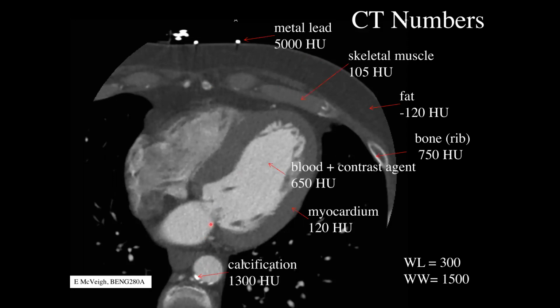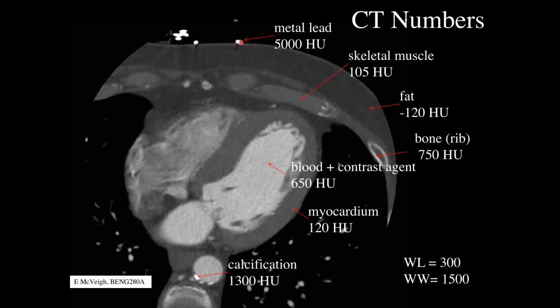So if we look at what the Hounsfield units are for these various tissues, skeletal muscle is about 100, fat is -120, somewhere in that range, so it's negative. It attenuates less than muscle or water. Bone attenuates far more X-rays than does water, and so it's 750. Blood with the contrast agent is similar to that bone, which is 650. Myocardium is like skeletal muscle, basically 120. And then here's a little piece of calcium in this patient's aorta, and that's up at 1,300. So it's very high. It's attenuating a lot of X-rays. It's going to be a very bright signal.